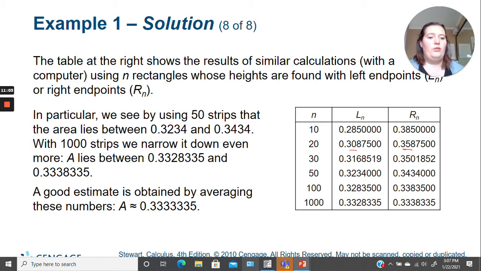And then if I go all the way down here to 1,000, so let's say that I broke that interval from 0 to 1 into 1,000 different pieces. Each piece had a rectangle. If I added all of those rectangles up on the left and added all of them up on the right, you can see that on the left I get 0.3328, on the right I get 0.338. So it looks like something is happening, because if you look at these numbers, the right-hand values are kind of decreasing to a number. The left-hand values are kind of increasing as we go down this. And it looks like they're going towards the same number. So our guess will be that the area is approximately 0.33 repeating.